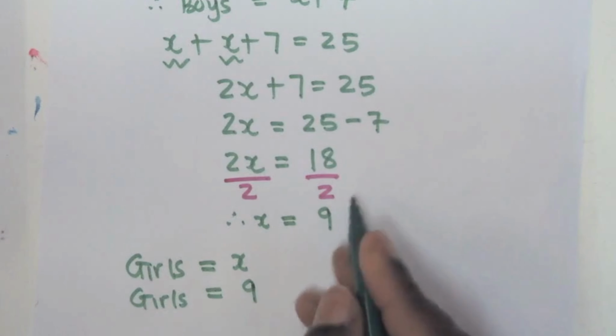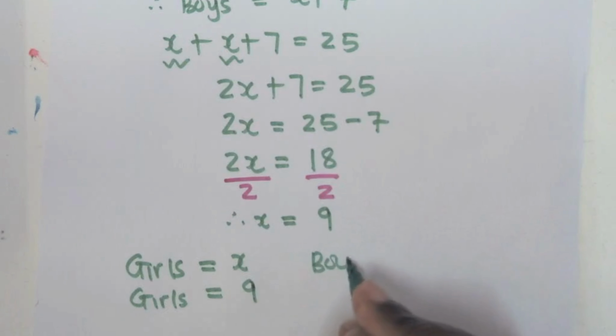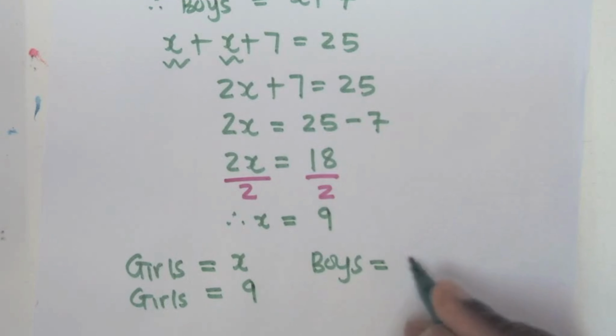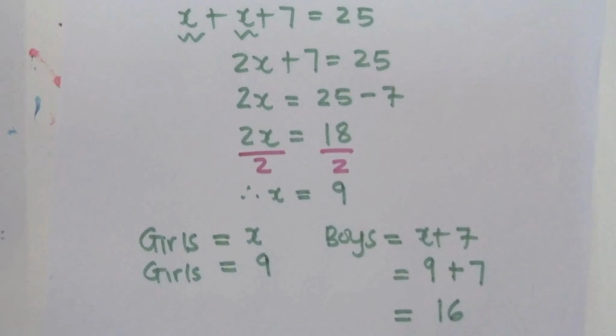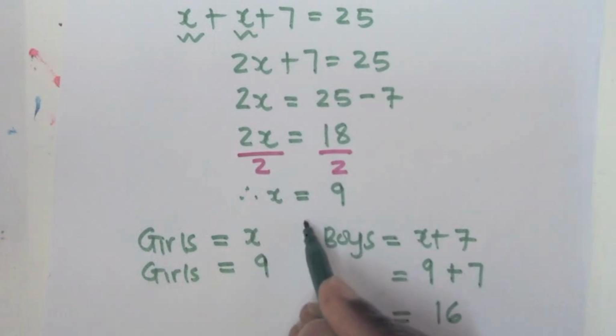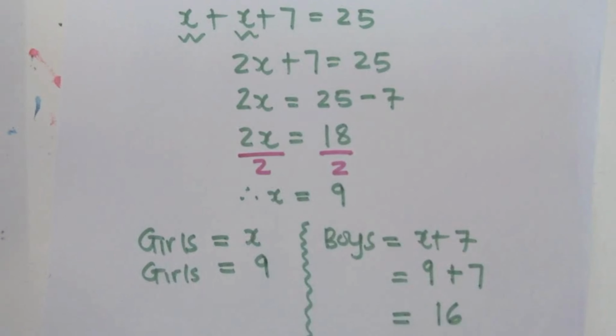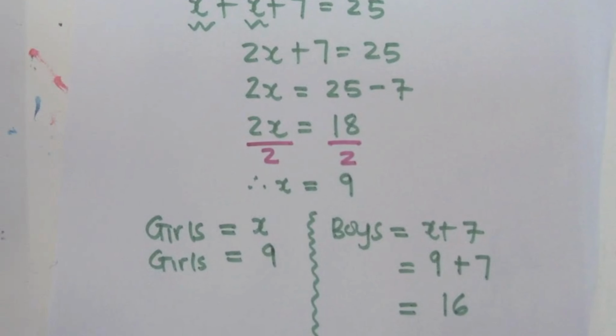We can also do the boys as well. Boys is equal to x plus 7. But what is the value for x? It's 9. Then plus 7, so the total number of boys in this class will be 16. I can separate here so that we don't get confused.